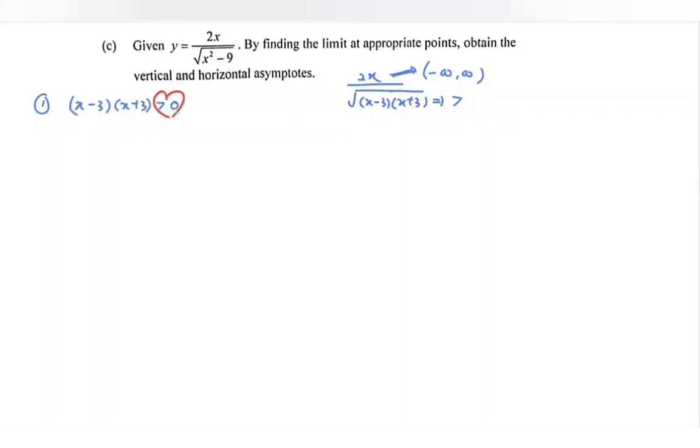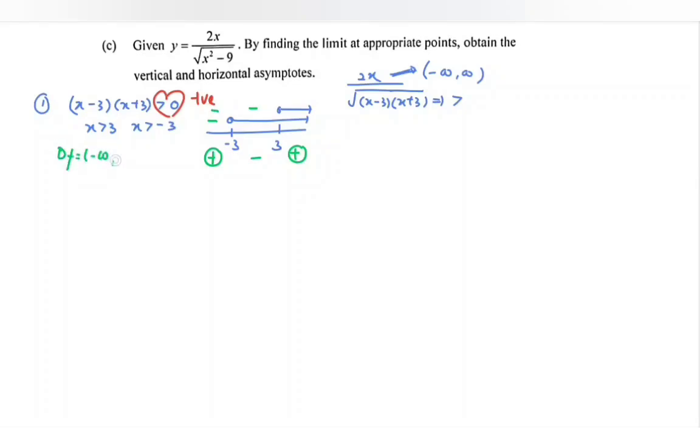So determine the sign. We have the positive. Then we say x is greater than 3, x is greater than negative 3. Referring to the number line, we have negative 3 and also 3, with empty circles. Then here we have negative, negative, negative. So positive, negative, positive. We prefer the positive based on the situation given. So the domain would be negative infinity until negative 3, union, from 3 until infinity. That would be the domain for the graph f(x).